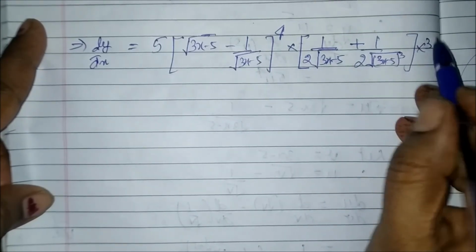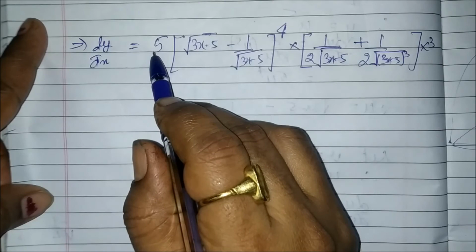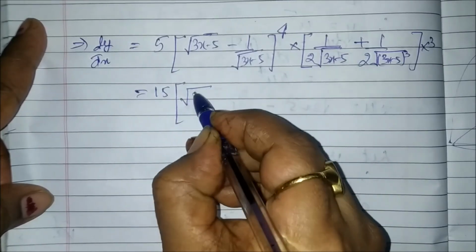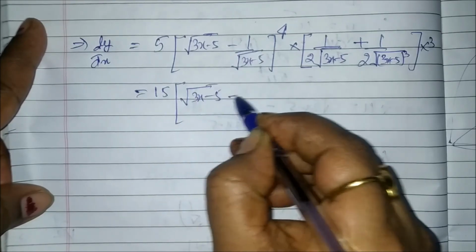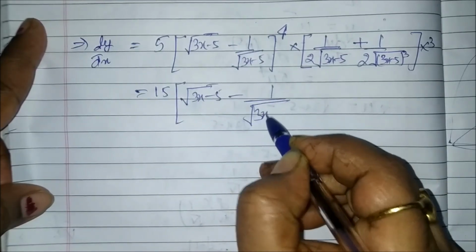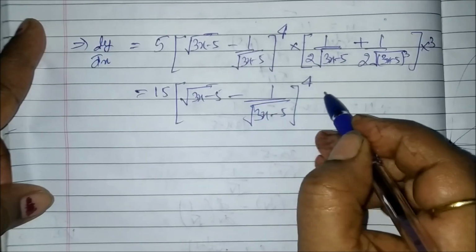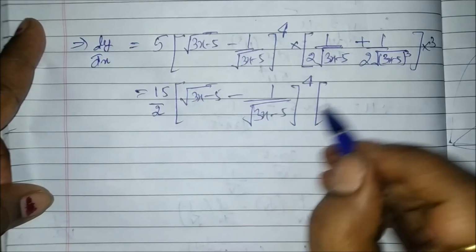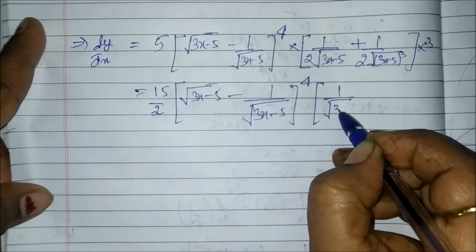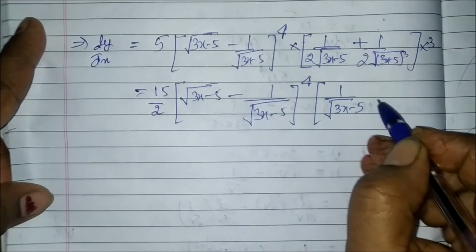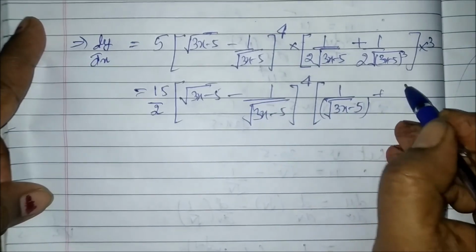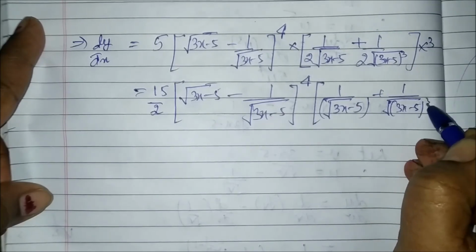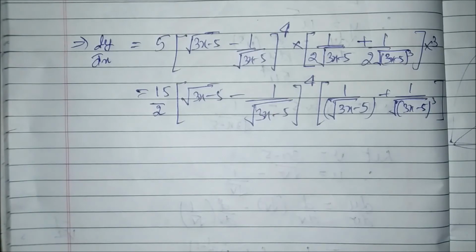Now this 3 will be multiplied here, and we get 15 into (root of 3x minus 5 minus 1 upon root of 3x minus 5) raised to 4, into, with this 2 taken out, (1 upon root of 3x minus 5 plus 1 upon (3x minus 5) whole cube root). Okay, so this is the solution.